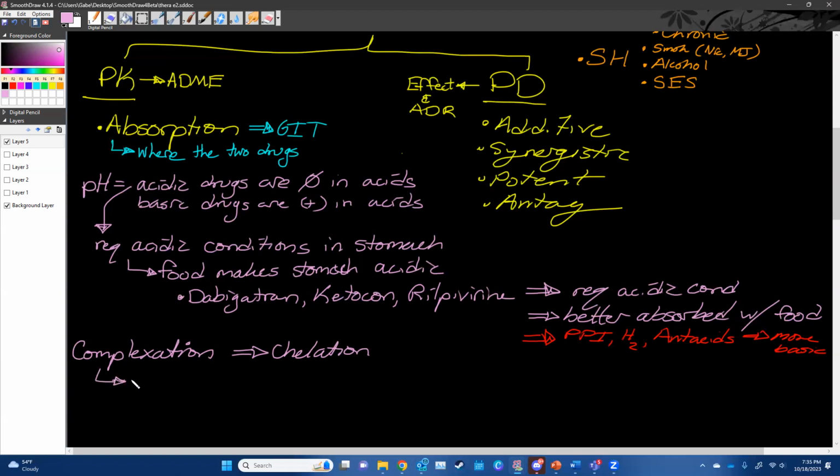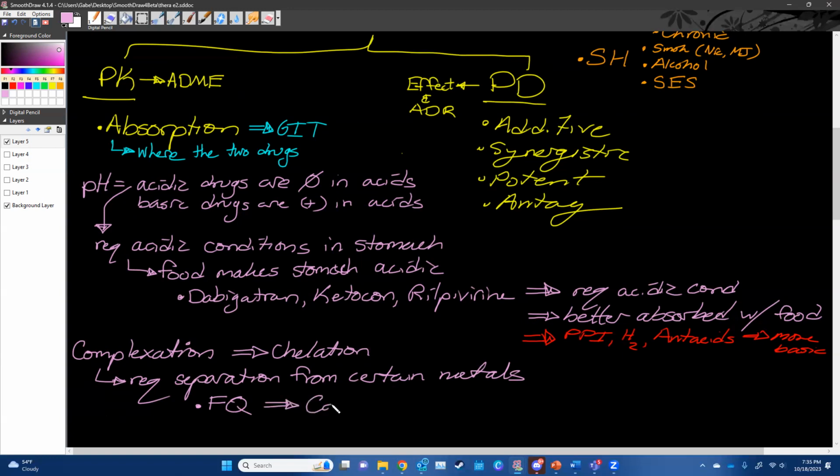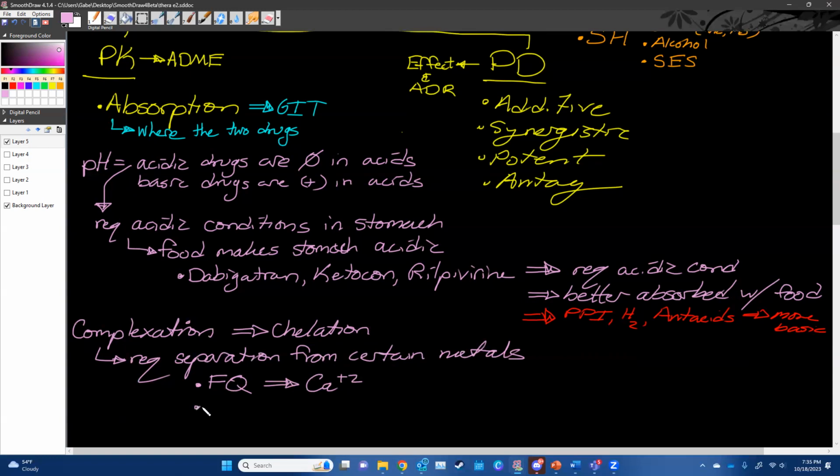All of these drugs require separation from certain metals. So, for example, he gives the group the fluoroquinolones. For the fluoroquinolones, we want to avoid calcium. Same thing with the tetracyclines. We want to avoid calcium. I believe they also complex with magnesium and iron as well.